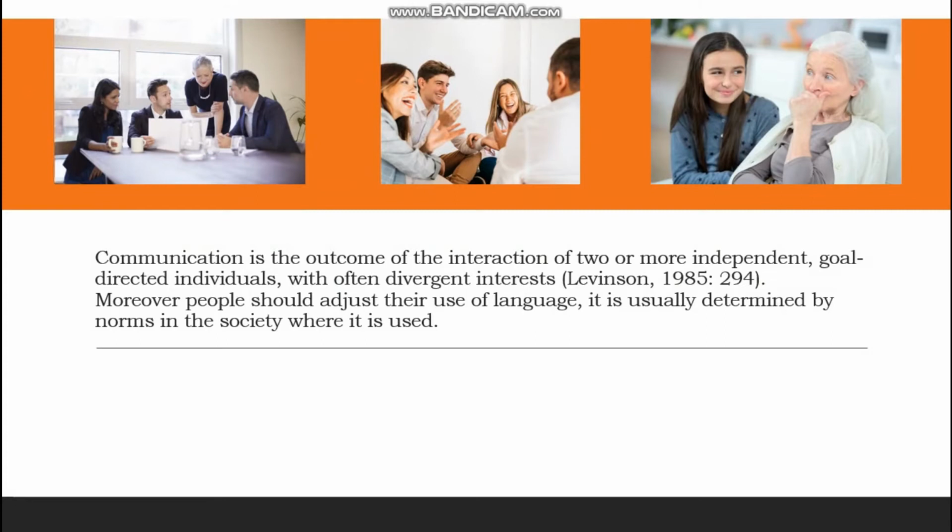As we all know, people use language to communicate with others. Therefore, the role of language is very important in our life in doing social activities. Levinson in 1985 said that communication is the outcome of the interaction of two or more independent, goal-directed individuals with often divergent interests. Moreover, people should adjust their use of language. It is usually determined by the norms in the society where it is used.